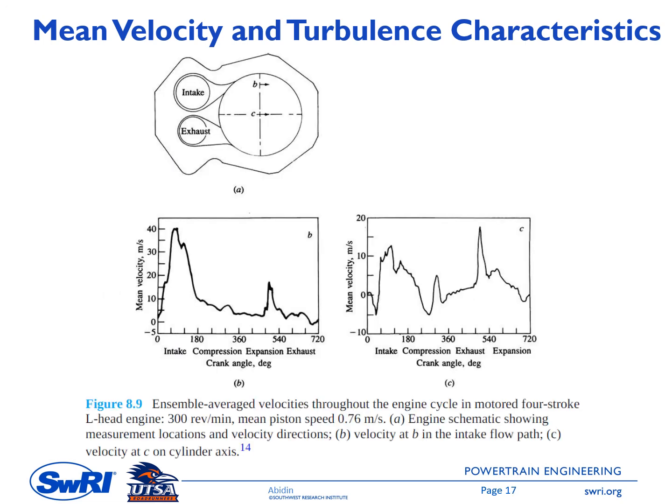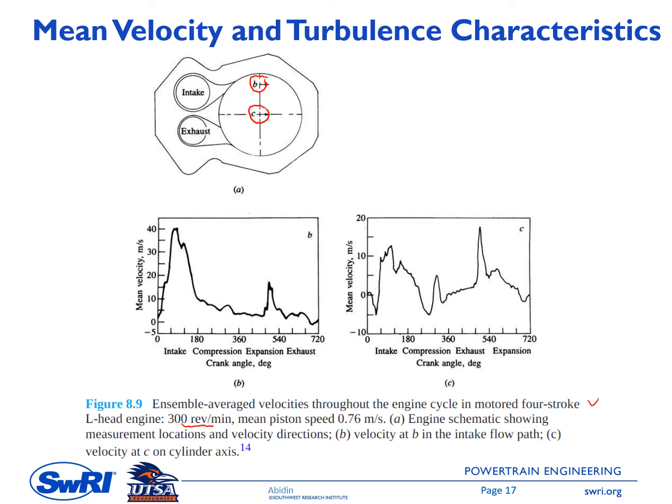This figure shows an example of the ensemble average velocities throughout the engine cycle. And this is the engine data. It is a motored 4-stroke, and the head type is L head. The engine speed is 300 RPM, and the mean piston speed is 0.76 meters per second. Here are shown two velocity measurements at two different locations. One is location B, which is close to the cylinder liner, and C is at the center line.